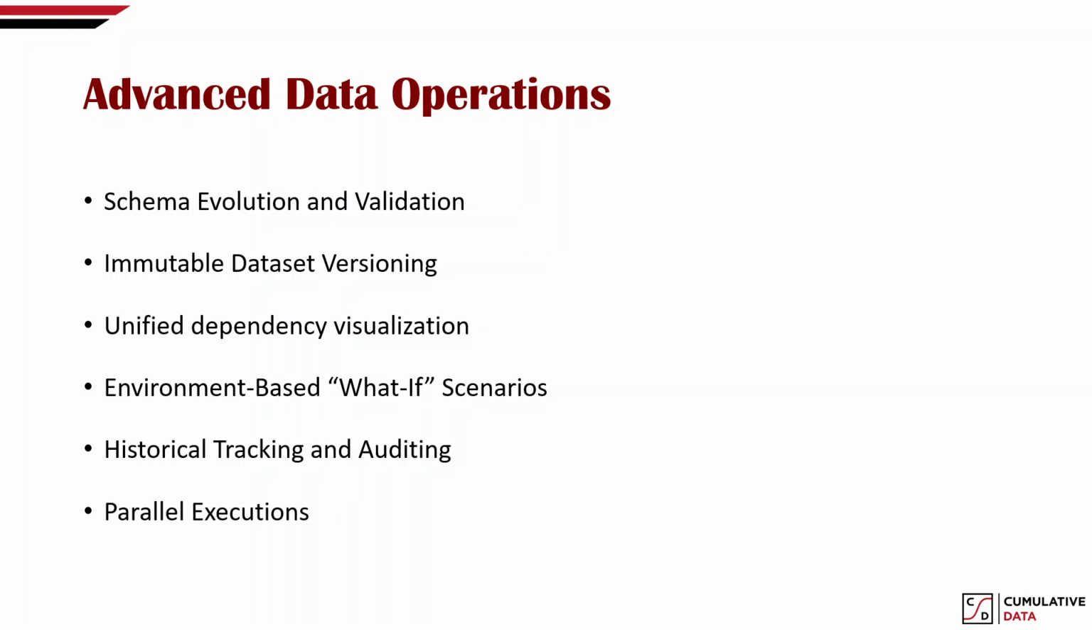We touched on environment specific what if scenarios, allowing you to test changes safely without affecting your production environment. And this capability is a game changer for experimentation and gradual rollouts. Throughout our discussion, we emphasized the importance of historical tracking and auditing. Lastly, we explored how Trel enables efficient parallel executions, allowing you to scale your data operations seamlessly as your needs grow. These advanced features work in concert to create a robust, flexible, and powerful platform for your data science needs. They're designed to address real world challenges you face every day, elevating your data operations to new heights of efficiency and reliability.